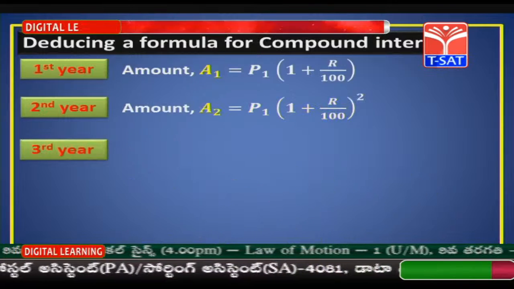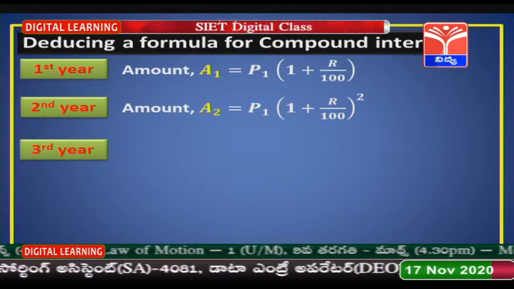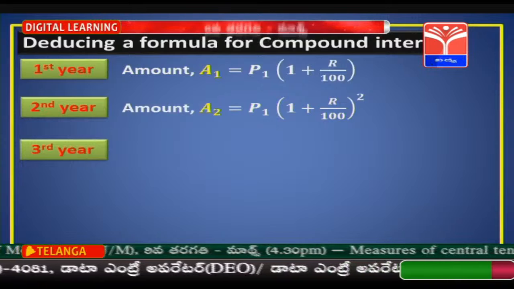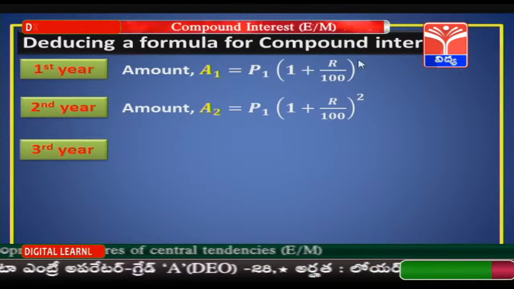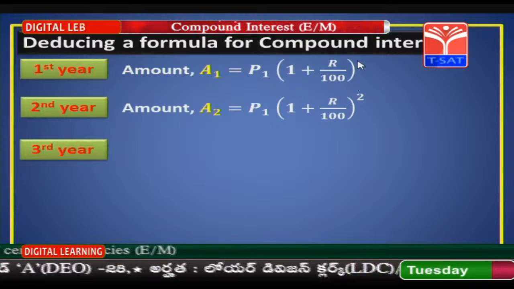Now, children, can you guess what is the amount at the end of 3 years? If you notice, A1 is P1 into 1 plus R by 100. So, there is no power here, that means 1, right?